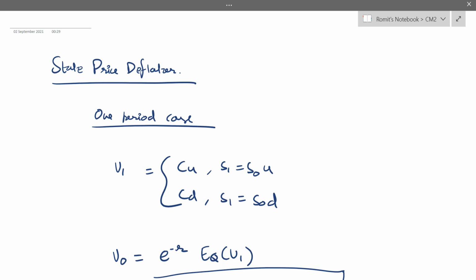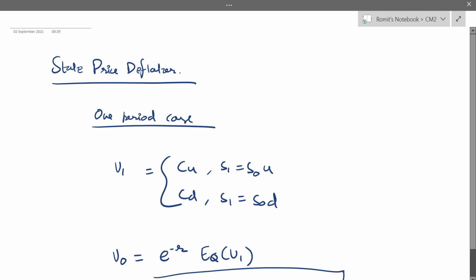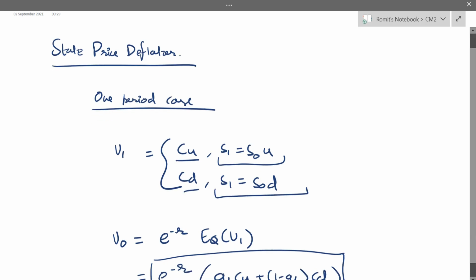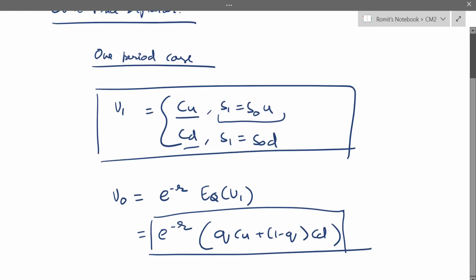So let's just go back to our one period binomial model case, where we say there's this one period and your V1, that is the value of the derivative at time 1 or the payoff from the derivative at time 1, is Cu if the share price goes up, that is S1 is equal to S0 times u, and Cd if S1 is equal to S0 times d. This is the standard binomial model case that we used to have in one period, and then we used to price the derivative by just taking the present value.